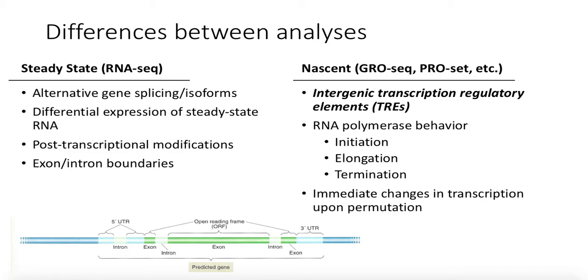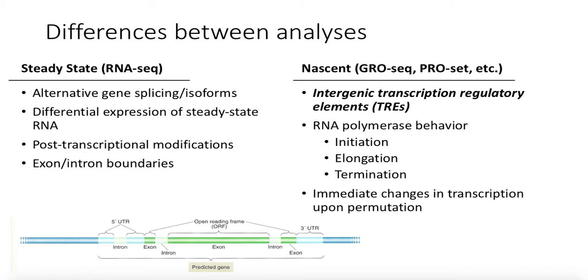Nascent, on the other hand, so GRO-seq, PRO-seq, the big new element that we get through these types of analyses are these intergenic transcription regulatory elements, or TREs. It's kind of a mouthful, but it's basically anything that shows up as being transcribed that's not over an annotated region. So a lot of times we'll call these eRNAs if they're sources of bidirectional transcription, and they'll have a certain shape to them. We'll get to that in a little bit in the video, and how we go about identifying and naming these elements.